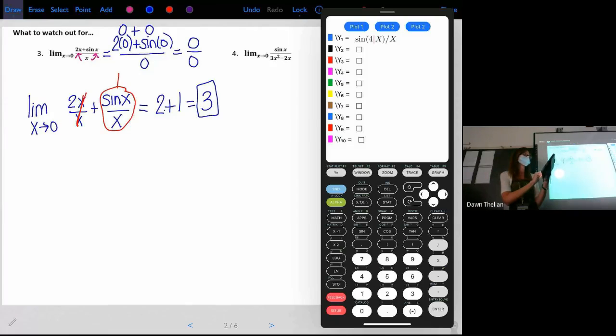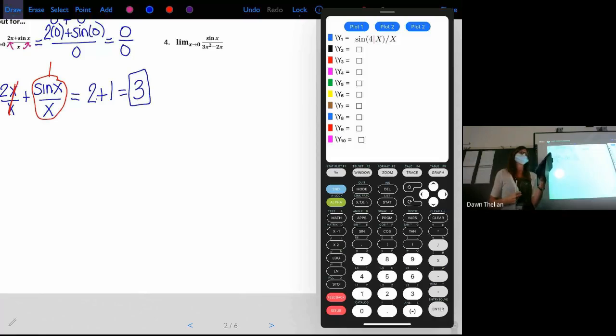Let's take a look at number 4. The limit as x approaches 0, we've got sine x over 3x squared.